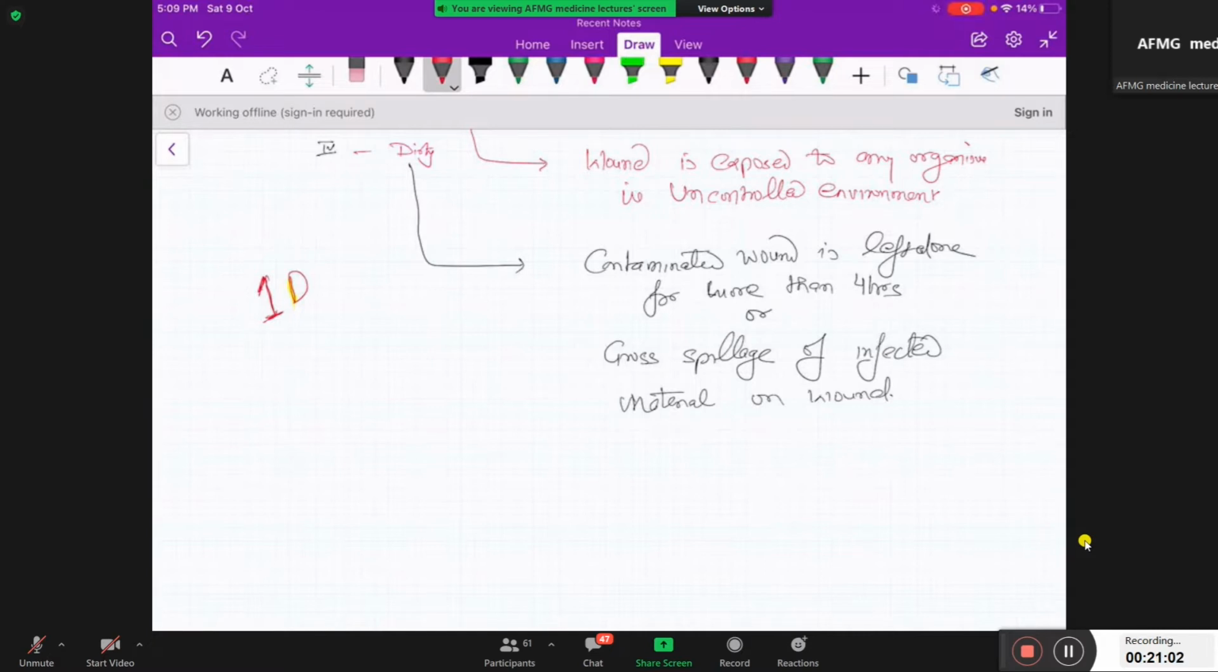Why would it be clean contaminated? We are not opening the GI tract. We are not opening the respiratory tract.